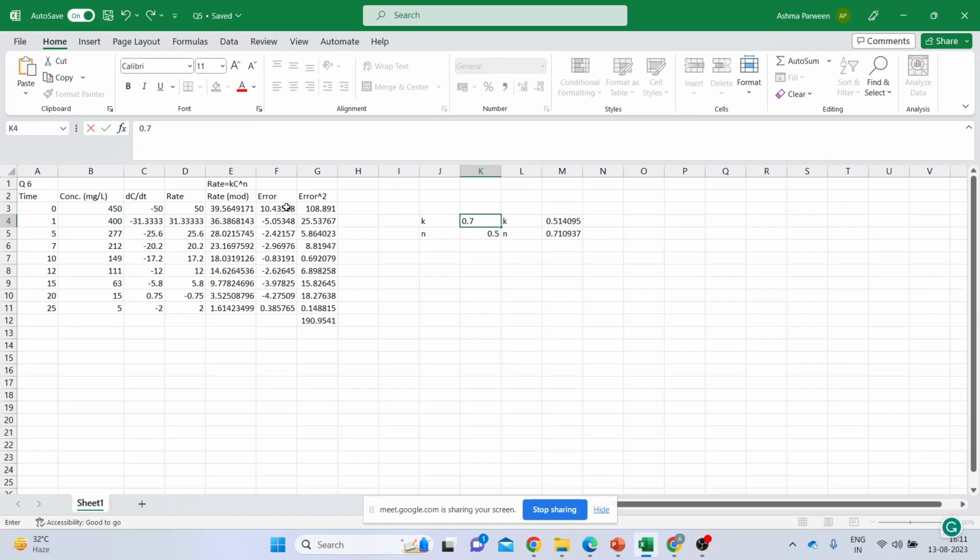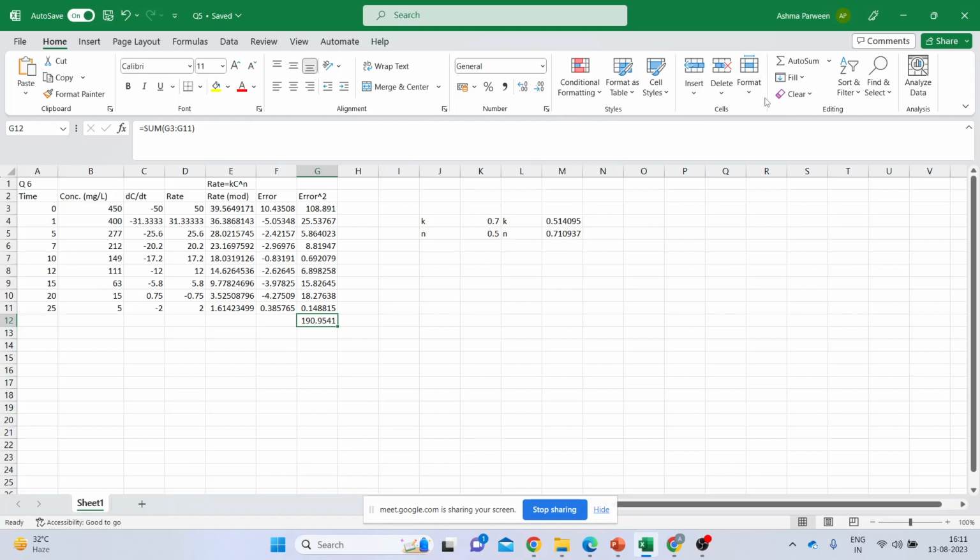Then we will find out the rate using this K and the concentration C, and C raised to the power N, where we have assumed 0.5. After getting the rate, we will find out the error by subtracting the D and E columns. We will find out the square of the errors, and then we will apply Solver to the summation of the square of the errors. I hope every one of you knows how to use Solver.